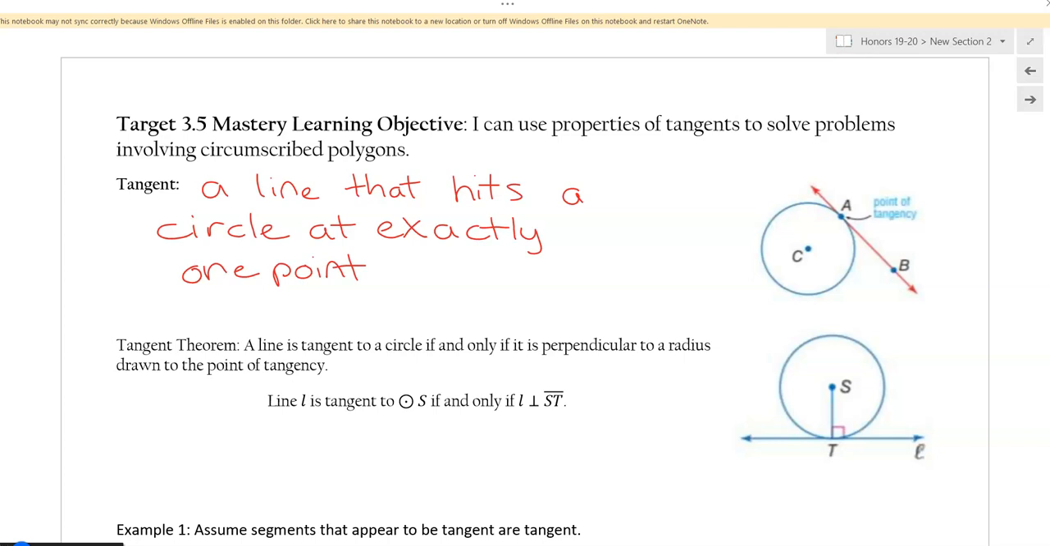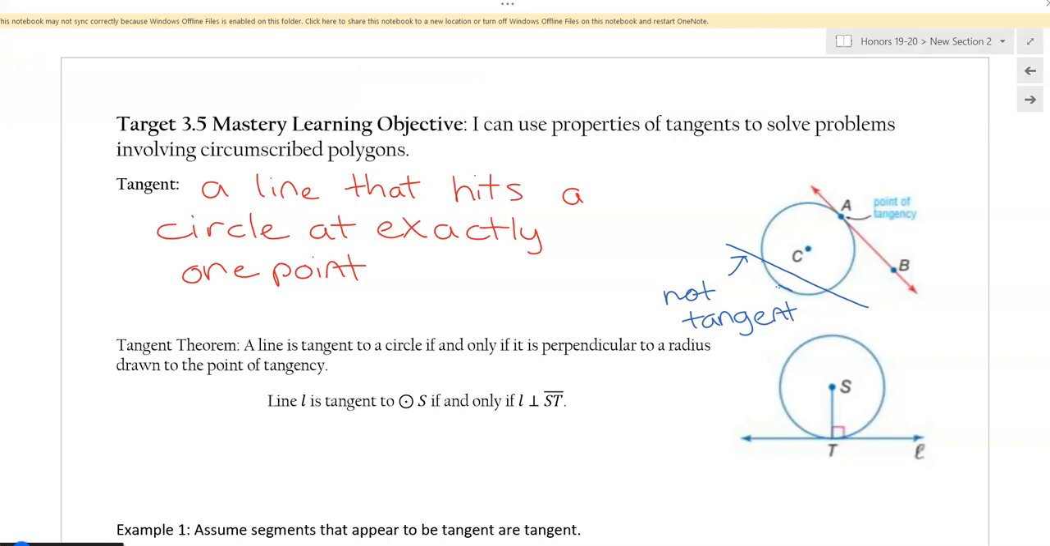So something like this, see, it hits it at 2 points, not tangent. And a lot of lines can be almost tangent, where it just crosses through just a little bit, like here and here, right? But they're still not tangent. A tangent line is a line that hits it at only exactly 1 point.